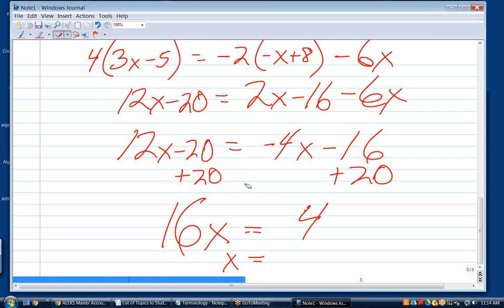In other words, what you have to do when solving algebra equations is the inverse, the opposite of what that thing is doing. If we're multiplying by 12, we're going to end up dividing by 12 to get rid of the 12. If we're subtracting 20, then we have to add 20. If we're subtracting 16, we have to add 16. Here we have to divide by 16, both sides.